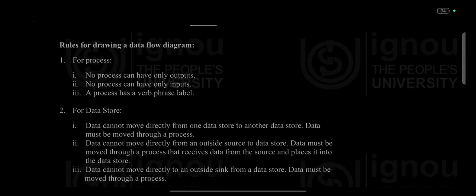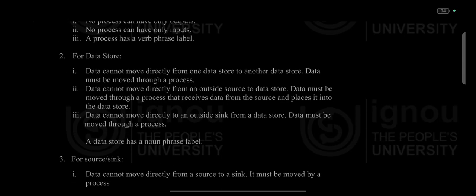Now the rules for drawing a data flow diagram. For process: no process can have only outputs, and no process can have only inputs. A process has a verb phrase label. For data store: data cannot move directly from one data store to another data store. Data must be moved through a process. Data cannot move directly from an outside source to a data store. Data must be moved through a process that receives data from the source and places it into the data store. Data cannot move directly to an outside sink from a data store. Data must be moved through a process. A data store has a noun phrase label.